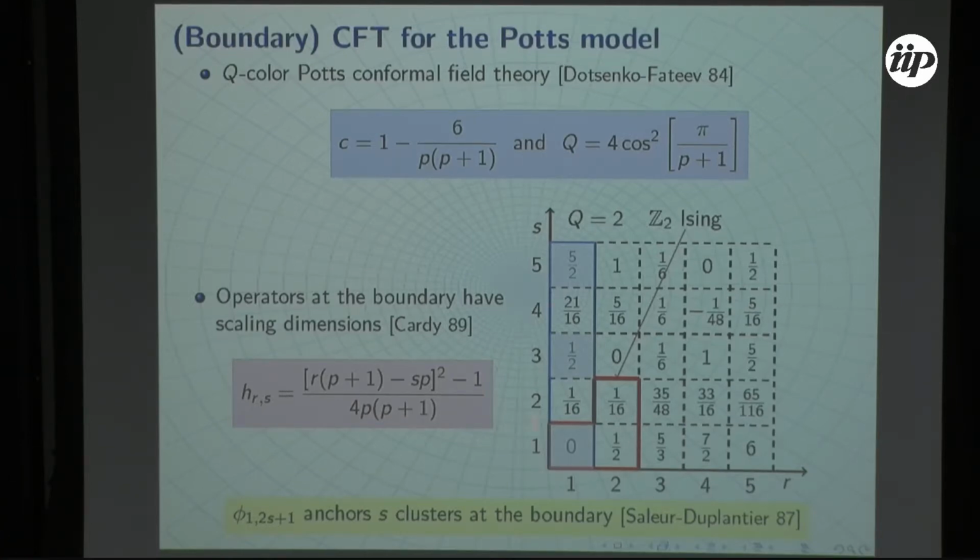So in particular, if you are in the Ising model and you want to insert one cluster at the boundary, this is a heuristic, of course, but it has a meaning. It is all consistent. The operator which does this is the field phi_1,3 with dimension 1/2. If you want to insert two clusters at the boundary, then the operator which does this is phi_1,5, which has dimension 5/2, etc. And then you go on. And the OPE is consistent with this identification of clusters.